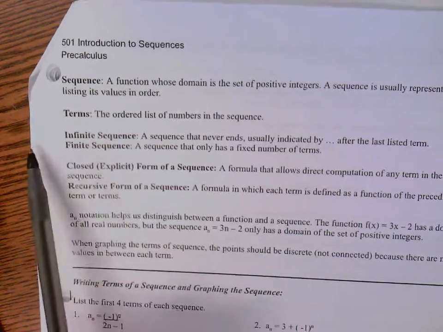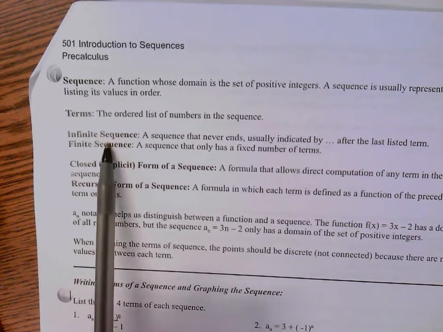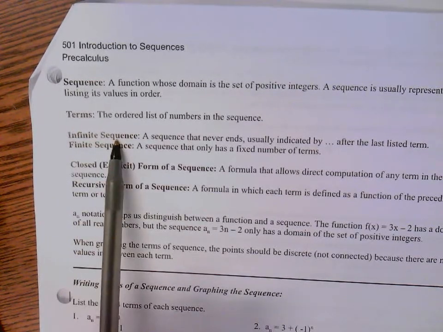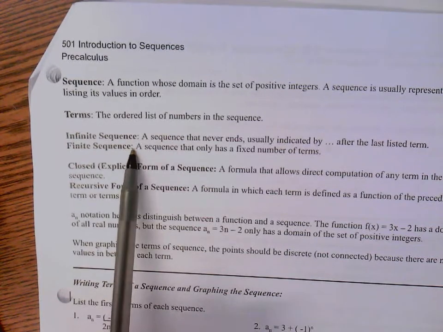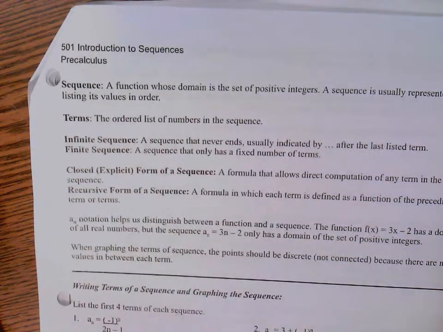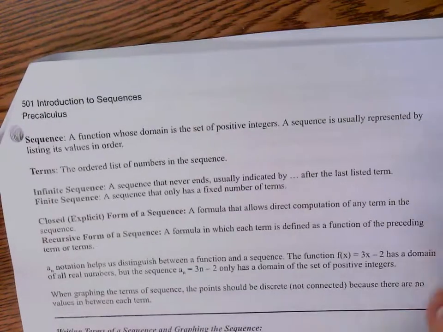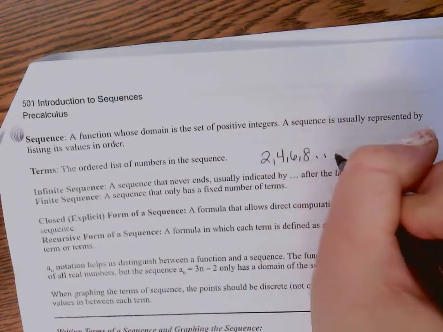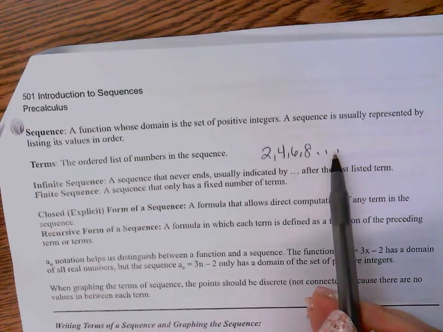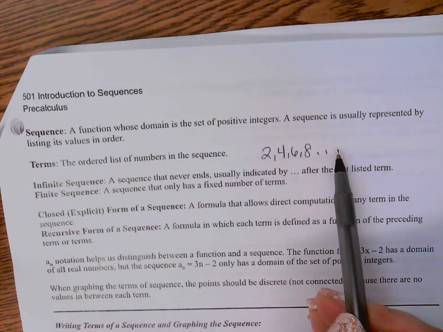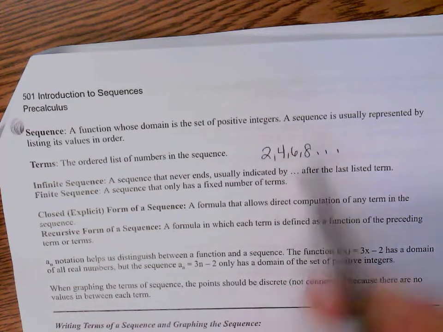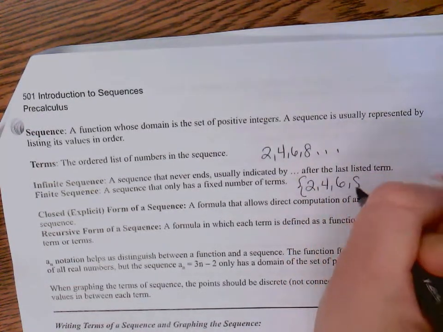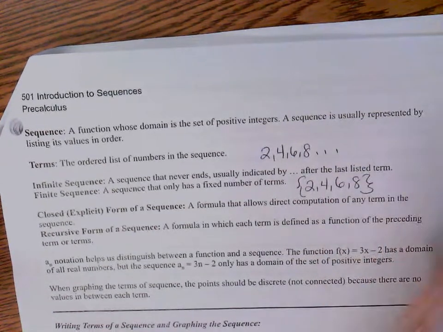It's going to be important when we talk about series if you have an infinite or finite sequence. Infinite just goes on forever, finite ends. So if I wanted to give you an example, infinite, 2, 4, 6, 8, dot, dot, dot. That can go on forever and ever and ever, right? Just add 2 every time. That would be infinite. Finite might be 2, 4, 6, 8, and then a bracket showing you that you've ended.